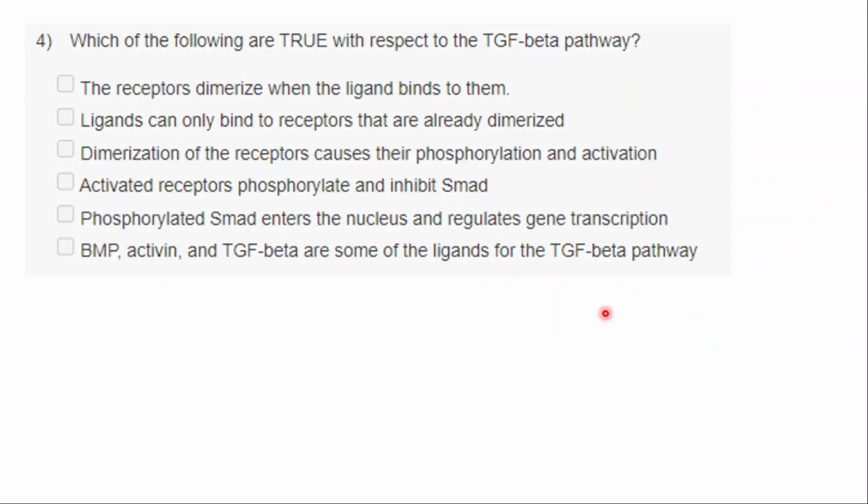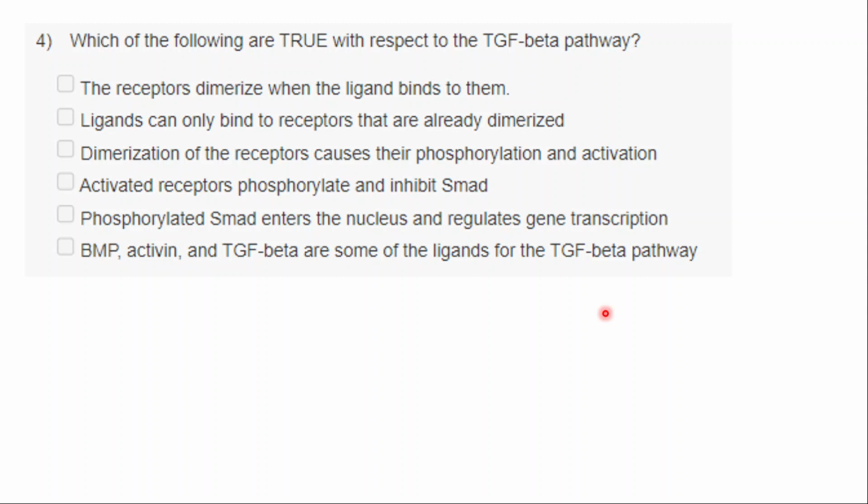We move on to the fourth question. The next question: which of the following are true with respect to the TGF beta pathway? This is a question about the TGF beta pathway. There are many statements and we have to pick out the true statements. The receptors dimerize when the ligand binds to them. Ligands can only bind to receptors that are already dimerized.